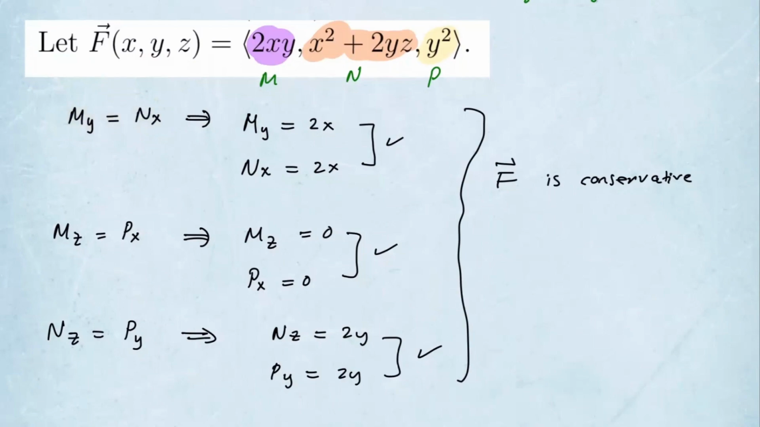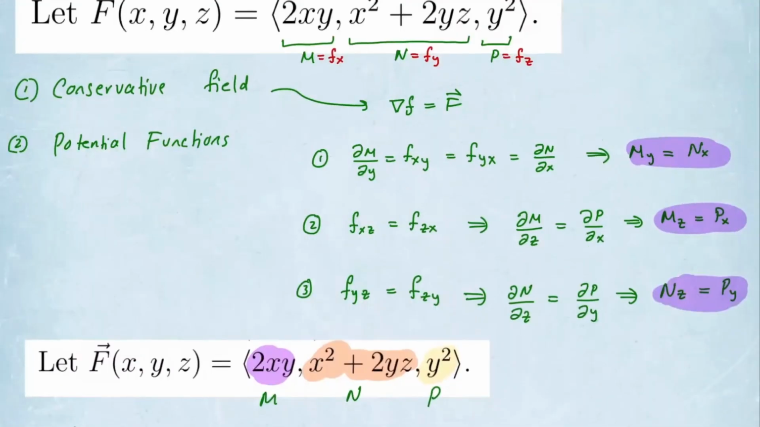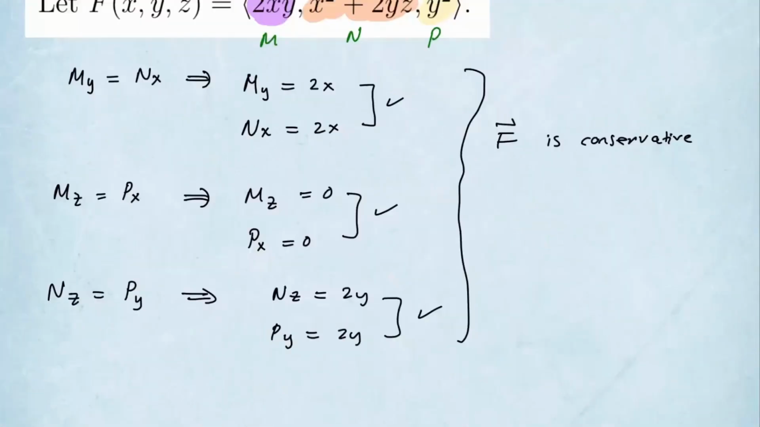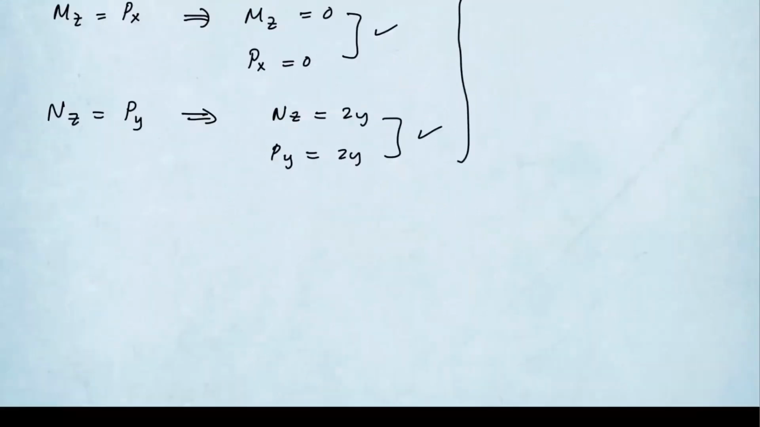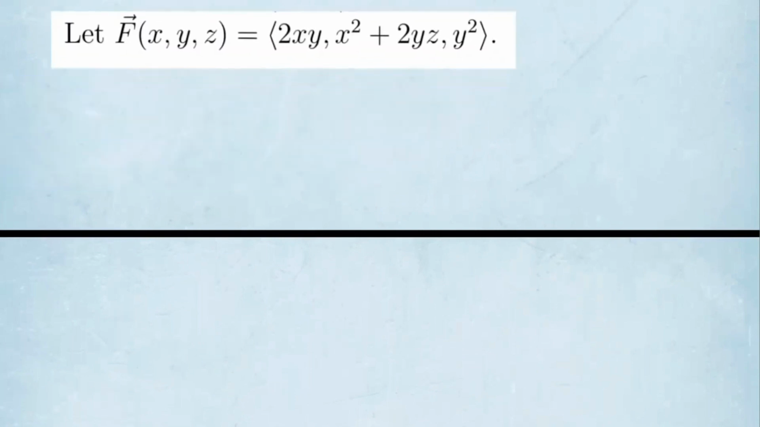All right, now since we found it is conservative, then of course we can find this little f right here, because the gradient of that little f is equal to our field. So we're going to compute that little f, which is your potential function. So let's go ahead and do that for this field. I'm just going to copy this down one more time. So now for this field, we're going to compute the potential function.